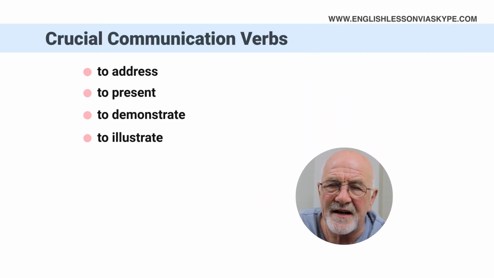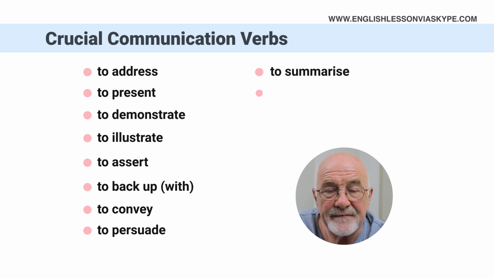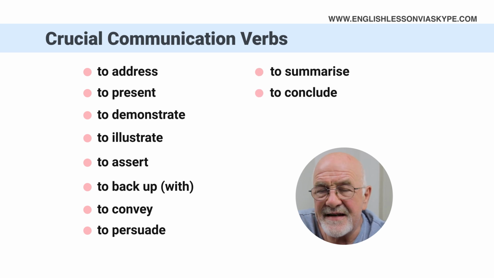Okay, so I can say, well, in conclusion, that's the end of this particular lesson, all relating to verbs connected with communication. There are 10 of them. So just before we end, I'll summarize and give you the 10 particular verbs. And as I said, they're really, really important, crucial ones that you can use. Address, present, demonstrate, illustrate, assert, back up with facts, convey, persuade, and then finally summarize and conclude. So that's all of those communication verbs.